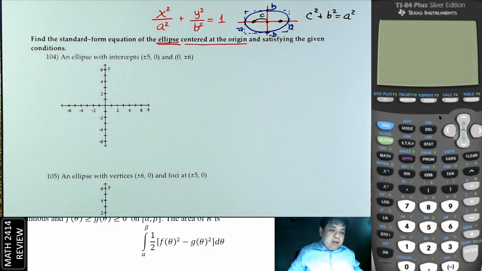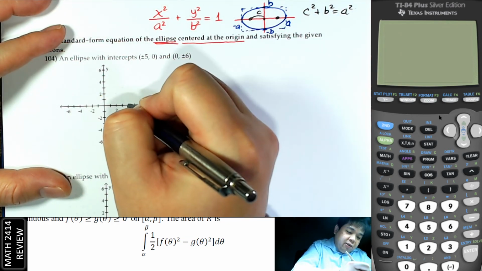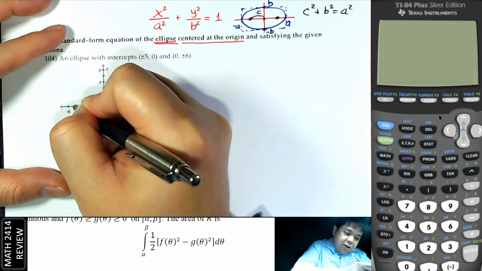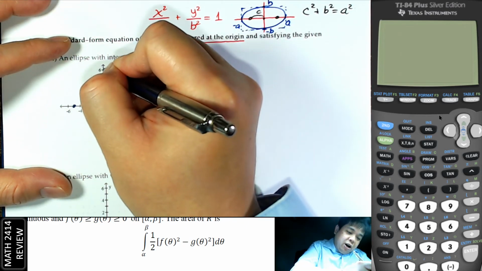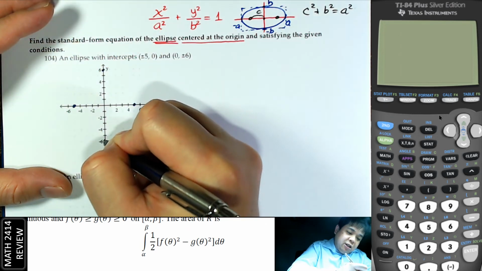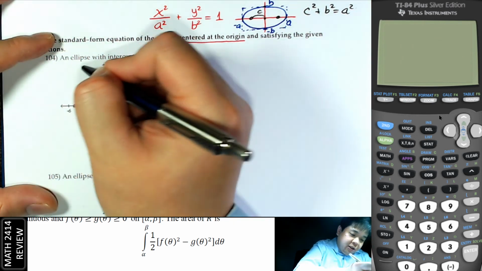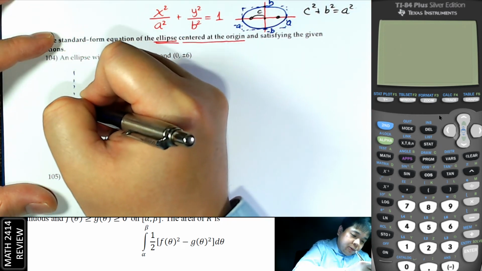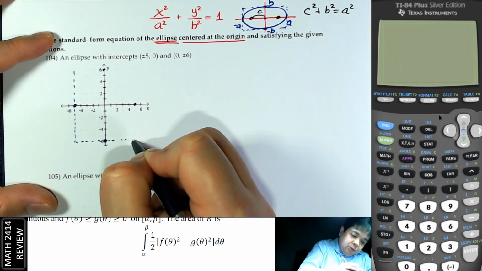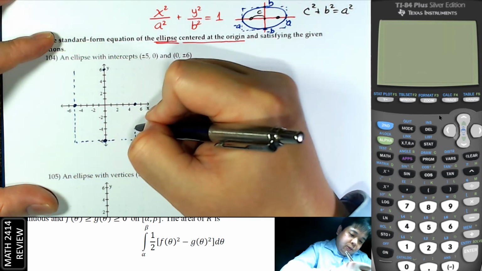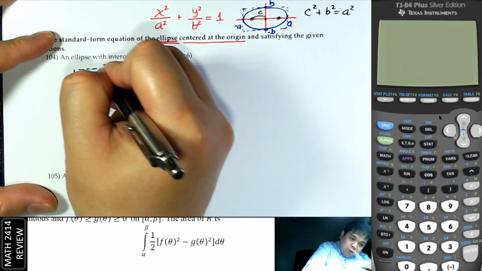Right, so this one is easy. Intercepts at plus or minus 5 and 0, and at x equal to 0, y is plus or minus 6. So we'll make a box, and the ellipse will fit inside this box.